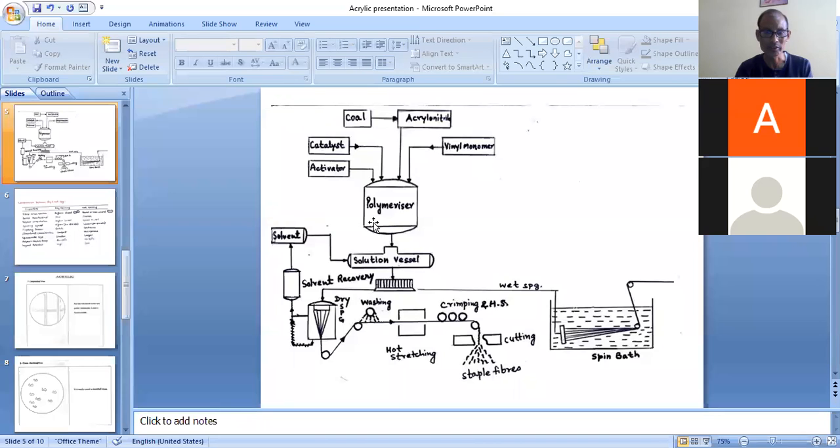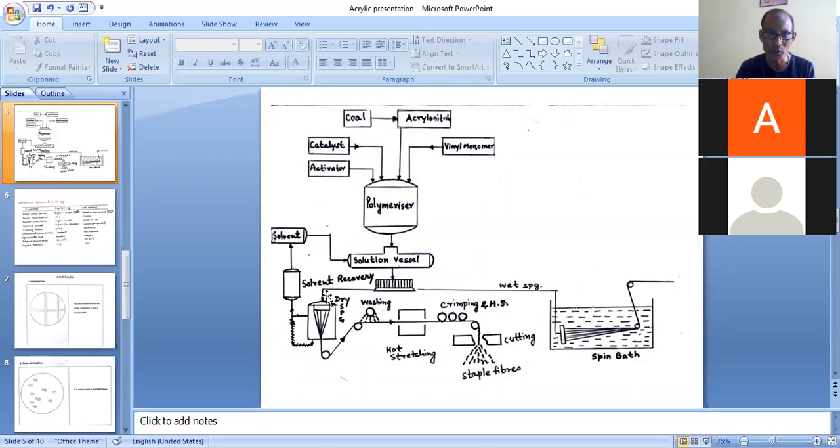Then polymerizer. So here polymerization is taking place, which is addition polymerization, which we have already taken. And then here we have a solution vessel. After polymerization, it is dissolved into a solution. So here we are getting a solution. It dissolved into solvent, dimethyl formamide. So we are getting a solution of polyacrylonitrile and dimethyl formamide. Now this solution is filtered and deaerated.